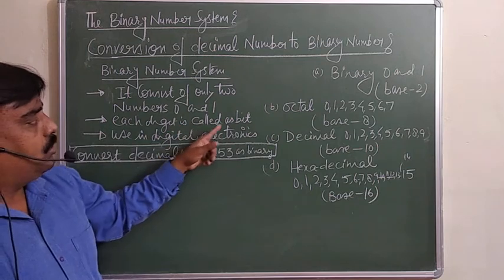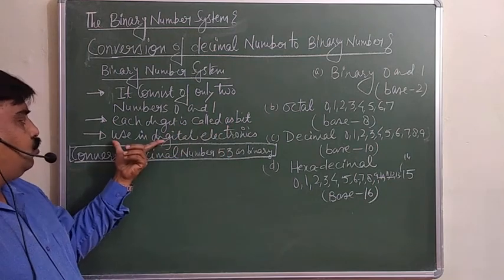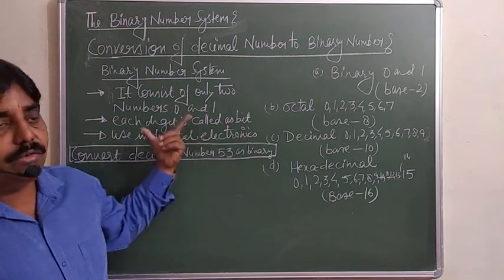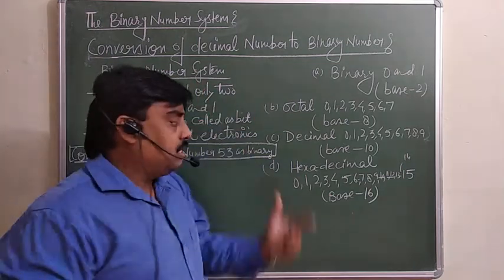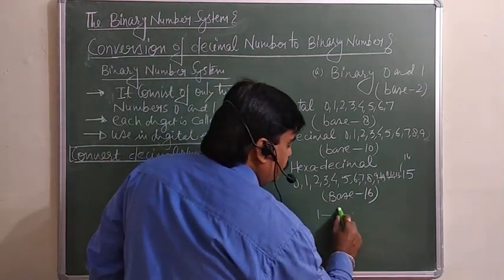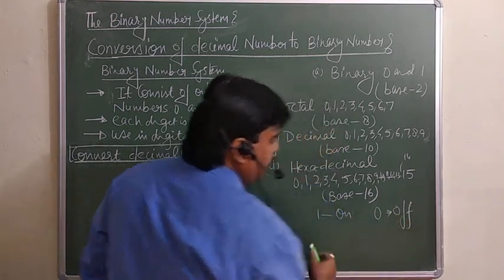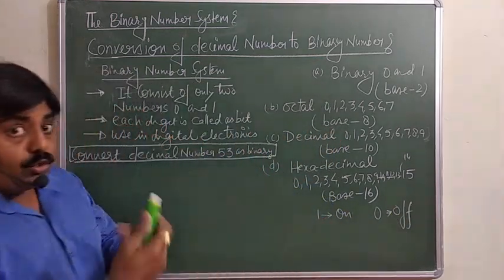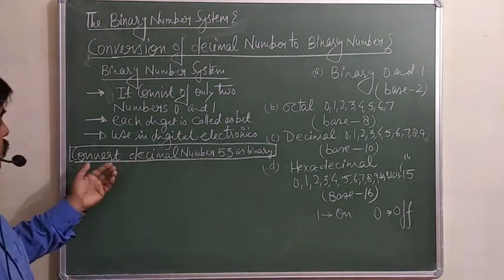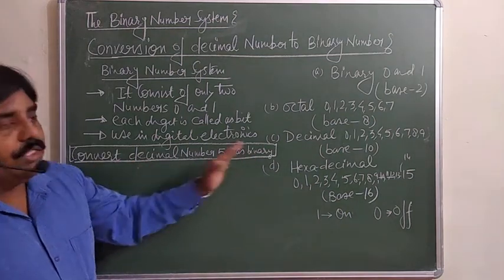Each digit is called a bit, and this is used in digital electronics. We already discussed that we use 1 for on and 0 for off in a computer, in switch circuits. So now, if 53 is given, how can you change it into binary?